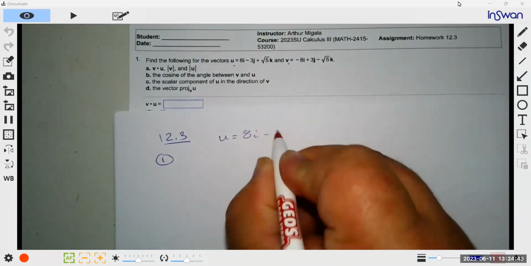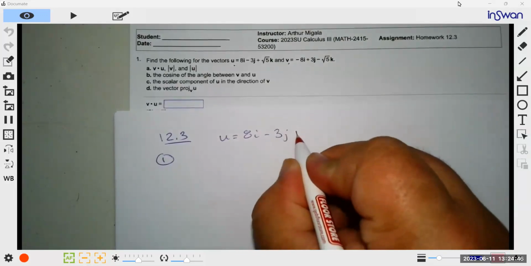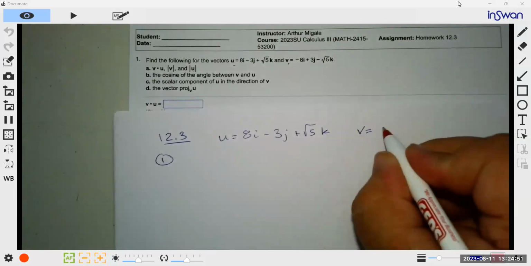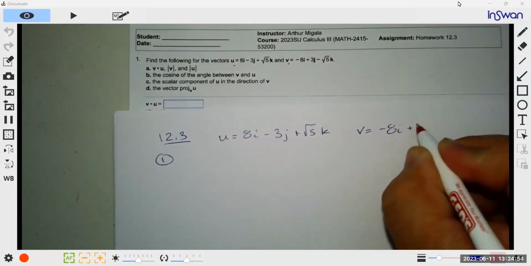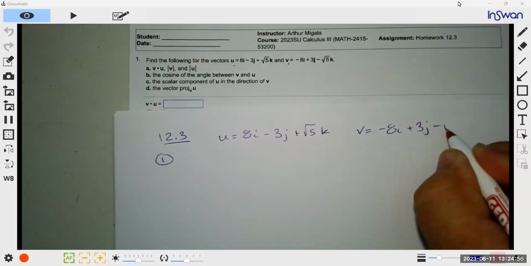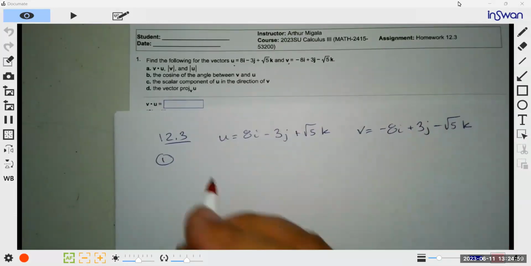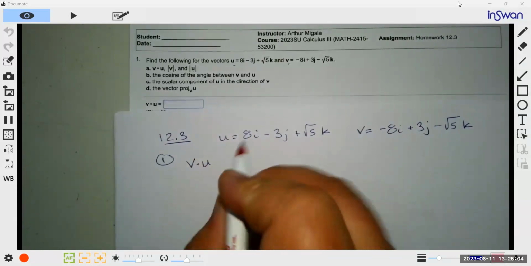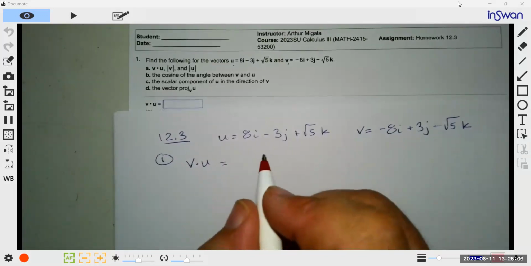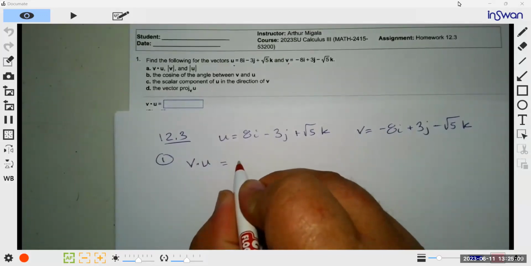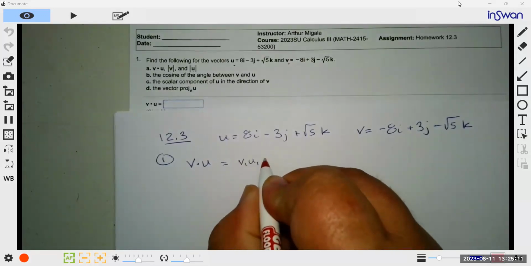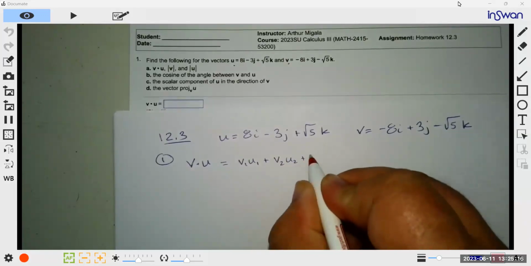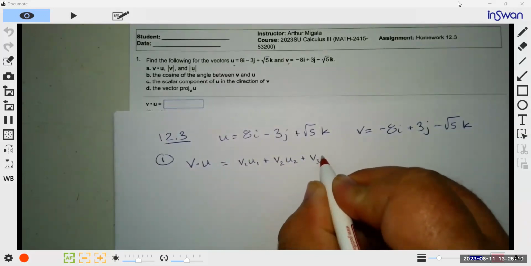U is 8i plus 3j plus radical 5k. V is negative 8i plus 3j minus radical 5k. First one, we have to find the dot product, v dot u. Remember, the dot product is simply the sum of the products of the corresponding components.